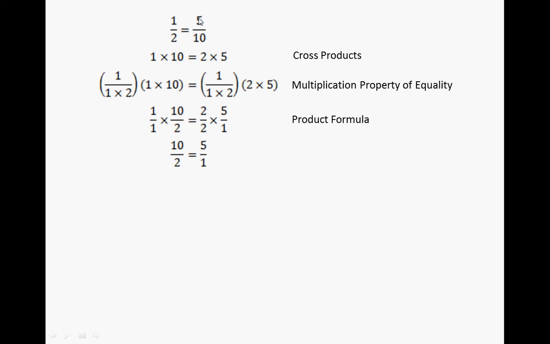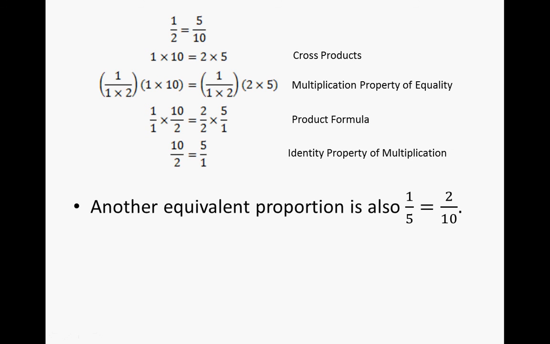1/2 is equal to 5/10, but also 10 halves is equal to 5 over 1. So even though 1/2 is equal to 1/2, this has changed. 10 over 2 is 5, and 5 over 1 is 5. So we don't have the same value, but we still have a true equation. So that's what we're looking for. And that is the identity property of multiplication.